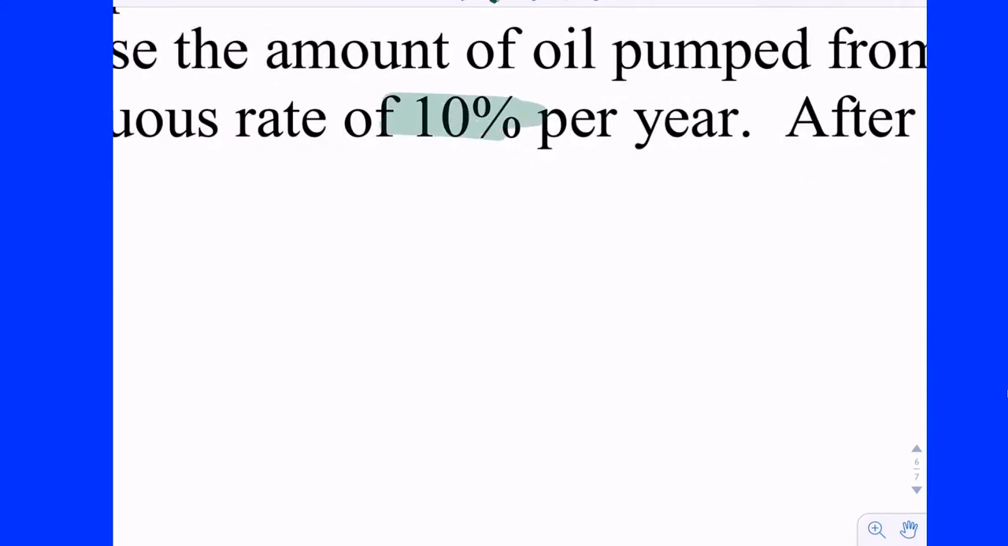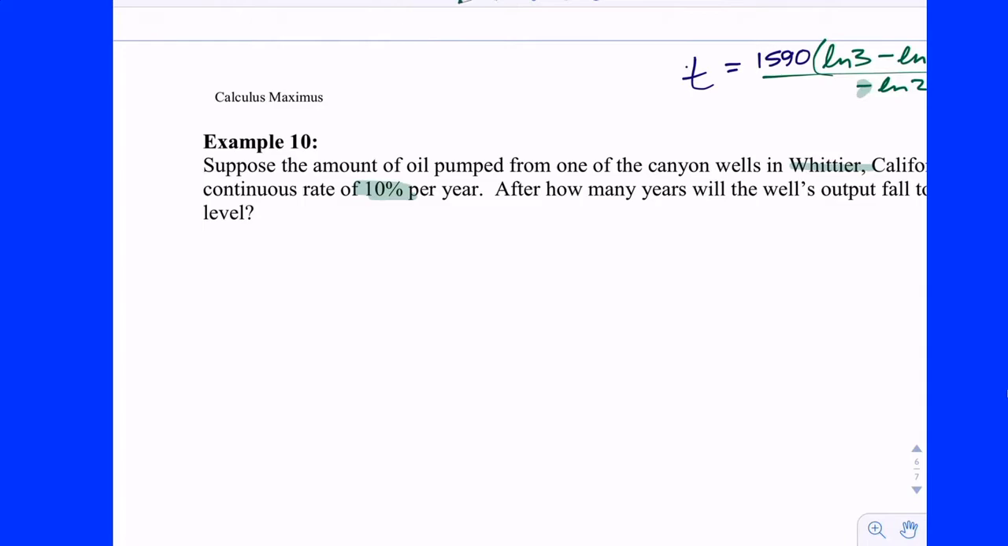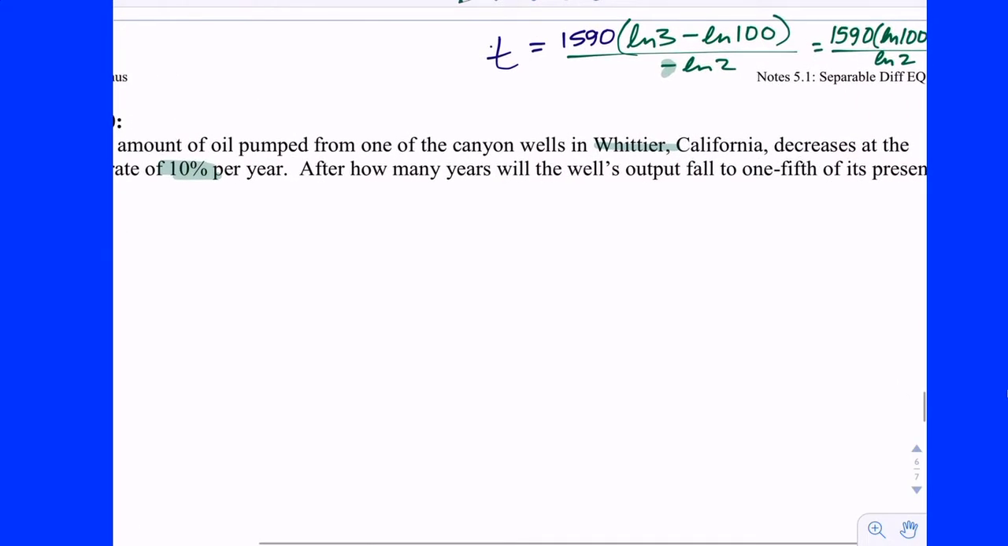Anything that increases or decreases by a constant factor or by a constant percent is also going to be exponential. It has that trademark property of the more you have, the more you get, or the less you have, the less you lose. So after how many years will the well's output fall to 1/5 of its current level?